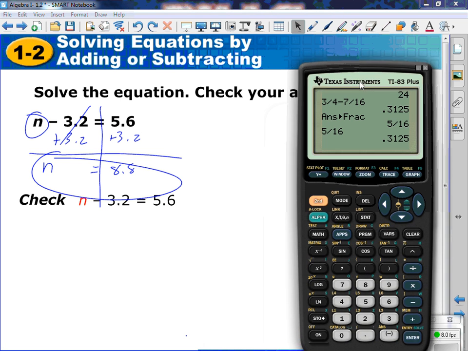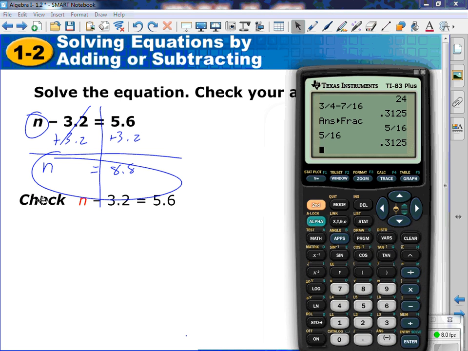Now the checking is not something you put on your paper, it's just in your calculator. 8.8 minus 3.2. I know I'm correct, I know I'm getting full credit. I know I'm getting full credit because I did show the correct work and I got the correct answer. Just by having the correct answer doesn't mean you're getting full credit though.